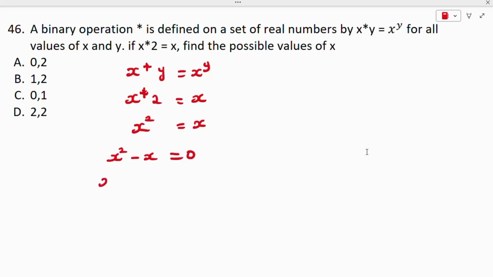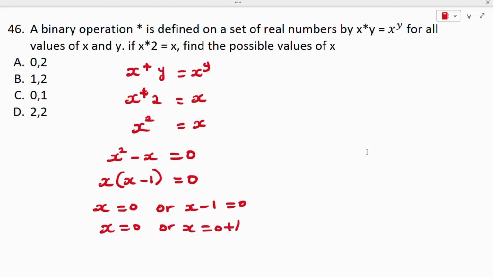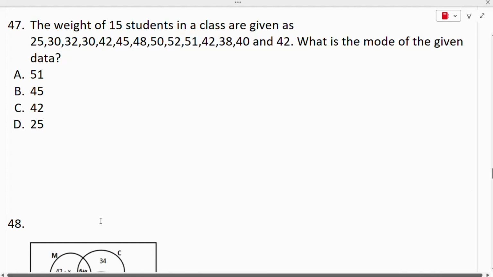Factor out the common term, which is x, we have x minus 1 left, and this is equal to 0. So we have x equals 0, or x minus 1 equals 0. x equals 0, or x equals 0 plus 1, so x equals 0, or x equals 1. Therefore x is 0 and 1, and from here we have C to be the correct option.